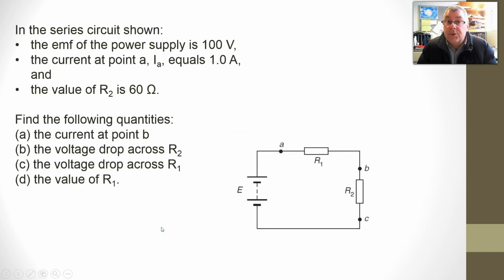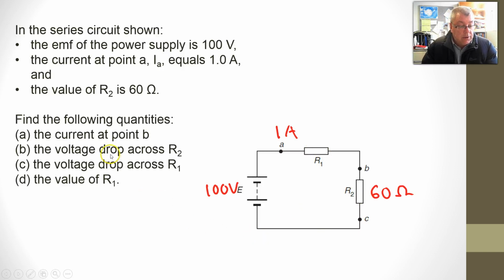Now let's put this into a circuit and do two quick examples. What do we have? We have a series circuit with two resistors. We have 100 volts being provided. At this point here we have 1 amp, and we know that this resistor is 60 ohms. So we're missing some things. We don't know the resistance here. We don't know the voltage across these two resistors. Well, we do, but we're going to work that out.